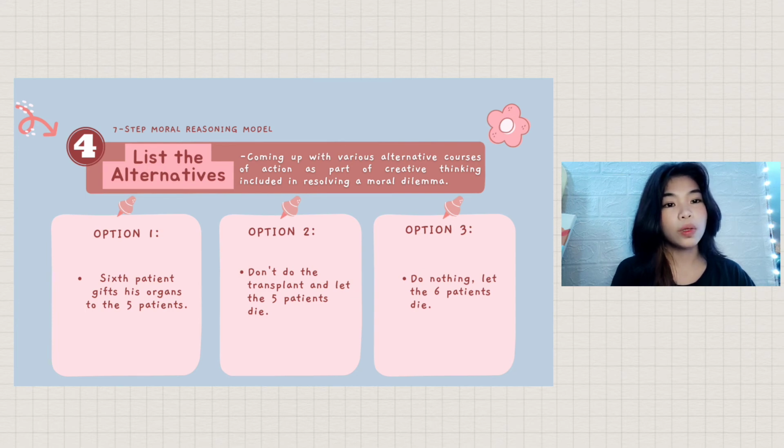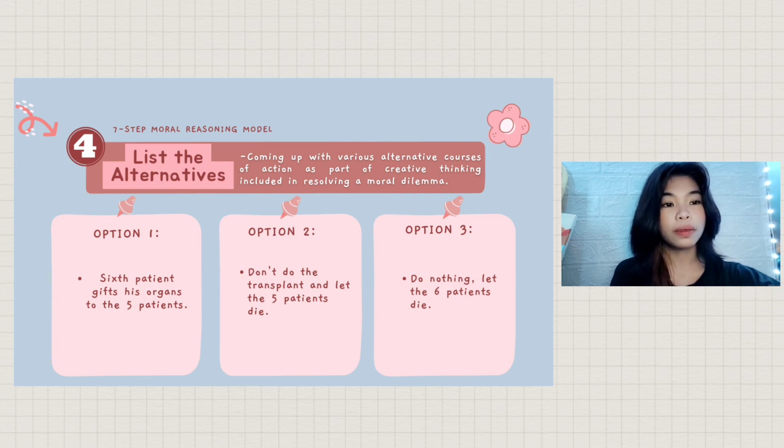Next option is don't do the transplant and let the 5 patients die. The surgeon will not operate on the 6th patient, and since there are no available organs, he will let them die. Let's go to the last option, number 3. Do nothing and let the 6 patients die. The surgeon may not proceed with the transplant and let the 5 patients die because there is no available organ that can be used to save their lives, and the 6th patient will die because of his incurable illness no matter what happens. Obviously, whichever you choose, somebody is going to die.